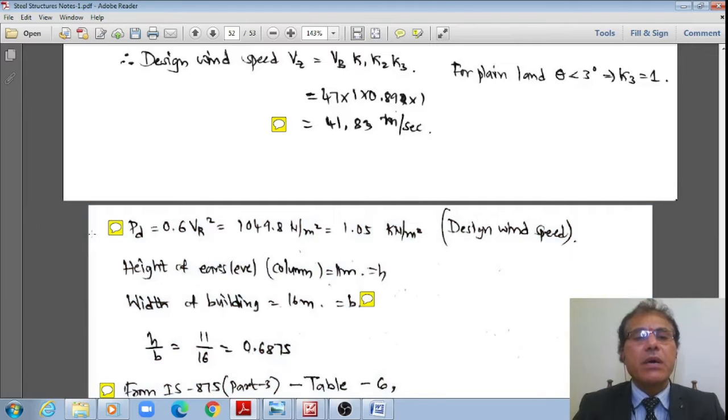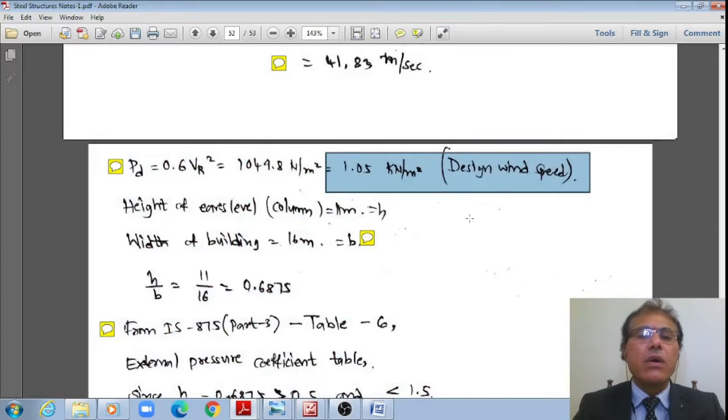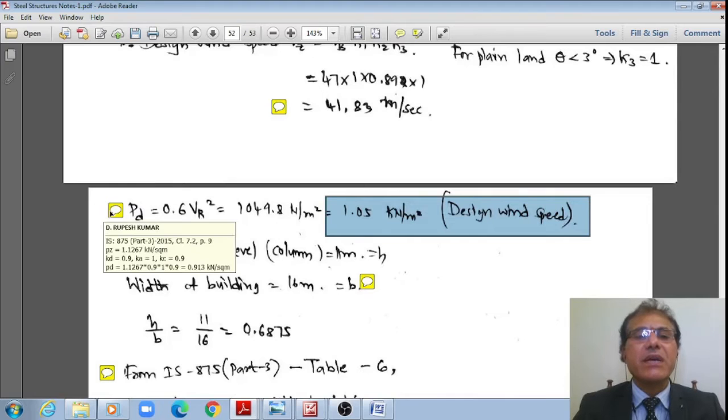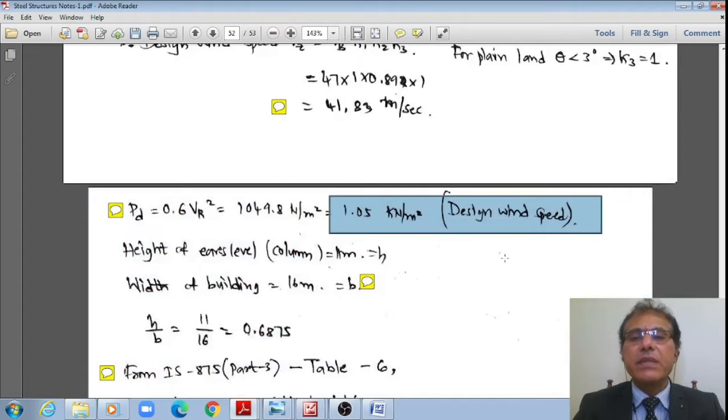However, as per the old code, that means IS 875 Part 3 1987, we obtained PD as 1.05. I already showed how to analyze this using this 1.05 kilonewton per meter square, whereas as per the new code, now I'm getting a value less than this, which is 0.913. Therefore, I am on the safe side. Therefore, now I'll proceed with the designs.